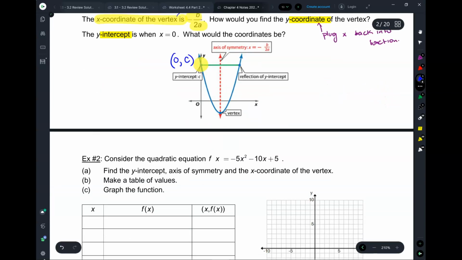All right, let's move on. The function. Okay, let's move on to the next one.